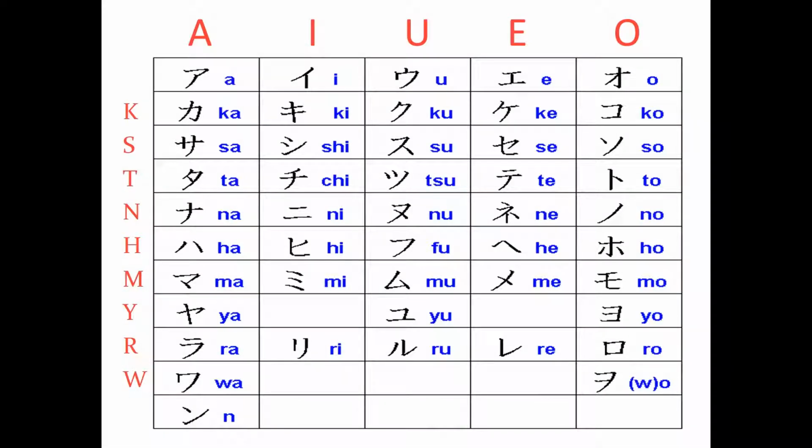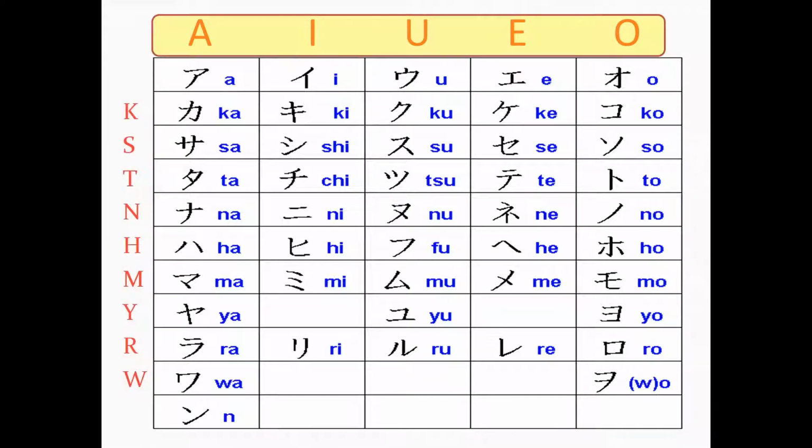So let's move on to Katakana. Alright, so here is the Katakana alphabet. You might notice that it looks quite familiar. We still have the same consonant sounds on the left and the exact same vowel sounds on the right, only the symbols are different.